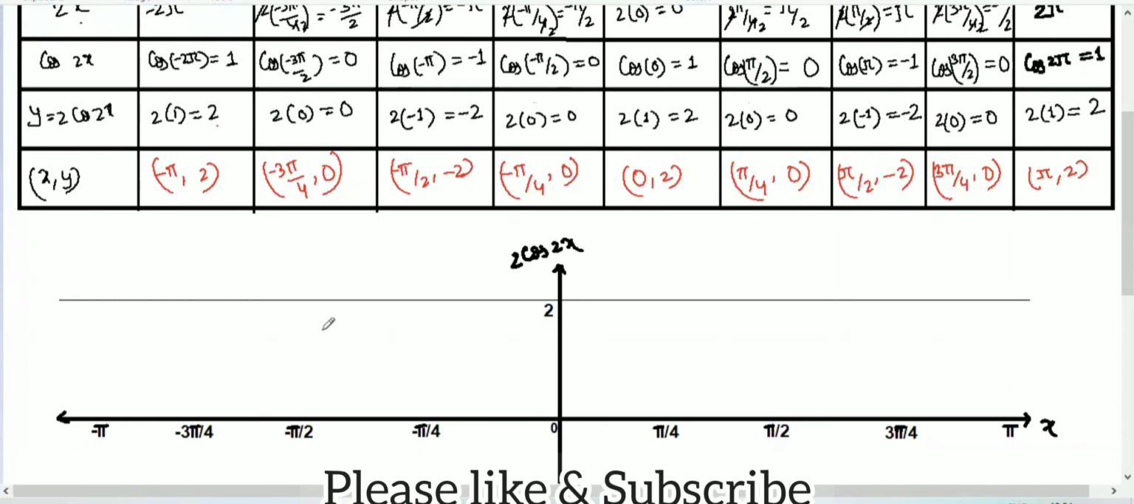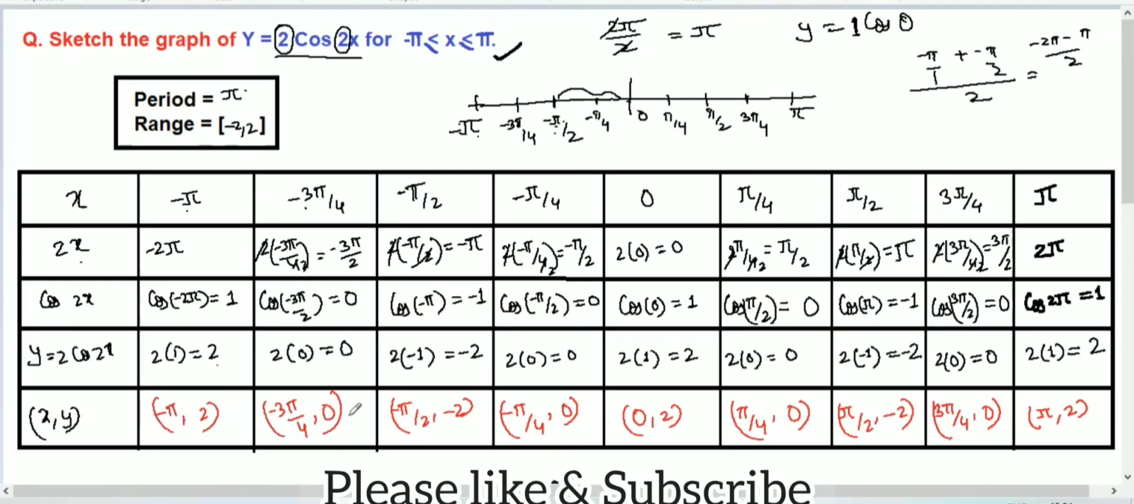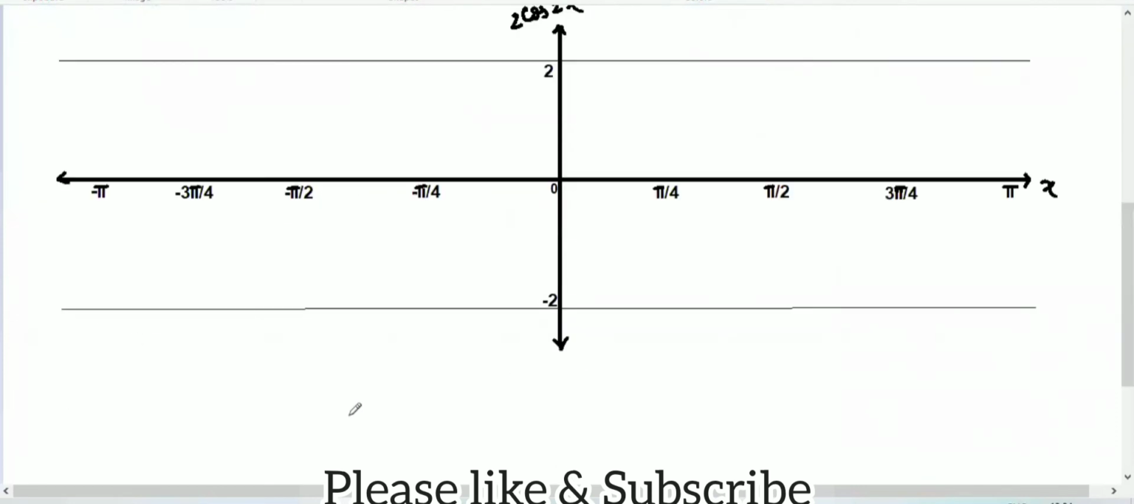And how to draw this graph? Let's draw it here. First plot the points here. So as remember, period is pi and range is minus 2 and 2. So I'm going to write it here. Period of the graph is pi, and range is minus 2 to 2, which I have taken here. And draw the thin horizontal line here from minus 2 and 2, so that you will not make any mistakes here.